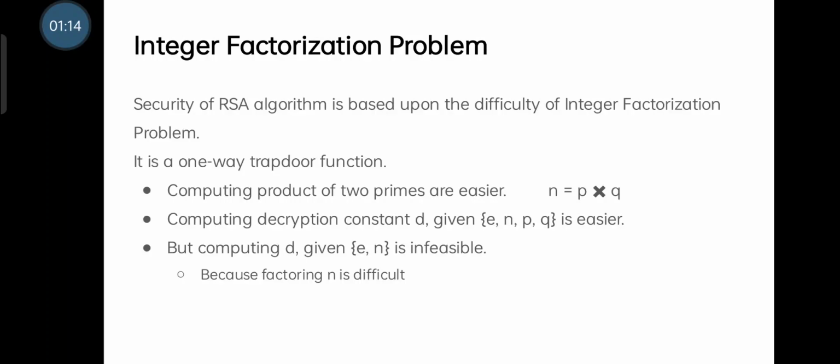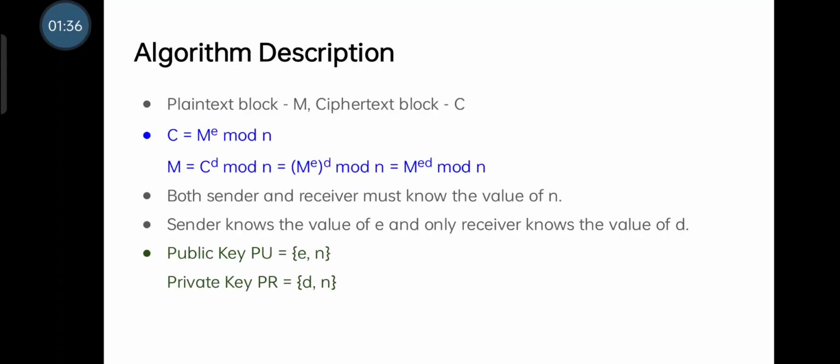So n is equal to p into q, and then you have to find out the decryption constant d. We have to find e, n, p and q. We already know about e and n, and finding p and q is easier, but computing d from e comma n is infeasible because the factoring of n is difficult. So we are trying to find out this algorithm.